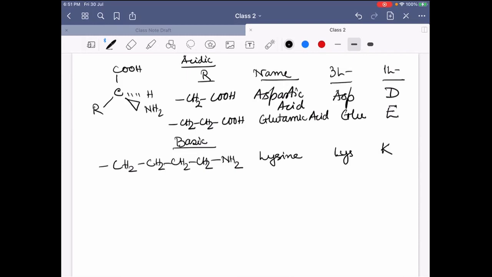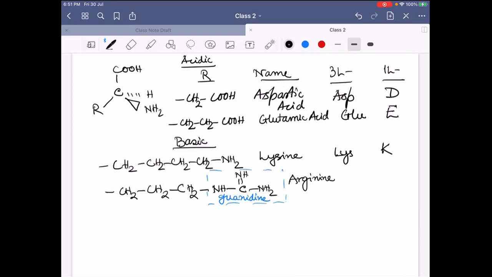And then you can have another one from the same basic group. It is known as arginine, where you have three CH2 groups, and then over here a guanidine group. And this particular set is known as arginine. Three-letter word ARG, one-letter word R.